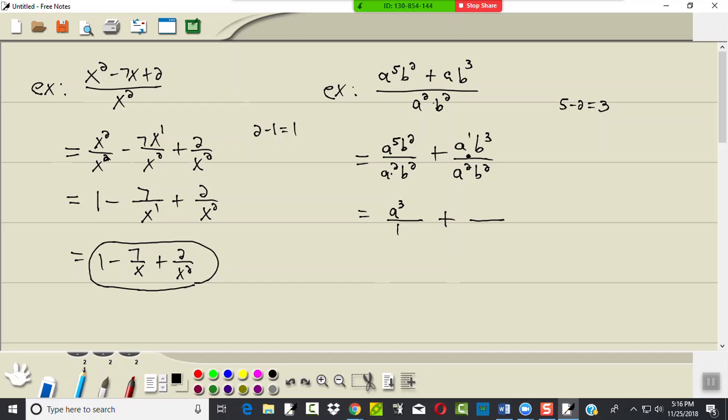Now the a's over here. We subtract the smaller exponent from the larger one. 2 minus 1 is 1, so we're going to have a to the first where our larger exponent was, which is on the bottom. Now our b's. Subtract the smaller exponent from the larger one. 3 minus 2 is 1, so we're going to have b to the first where our larger exponent was, which was on top. So that gives us a to the third plus b over a. And that'll be our answer.